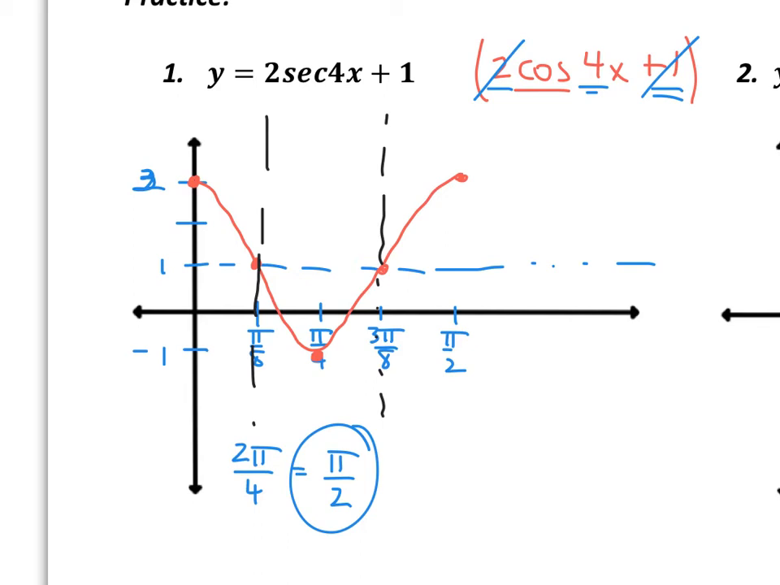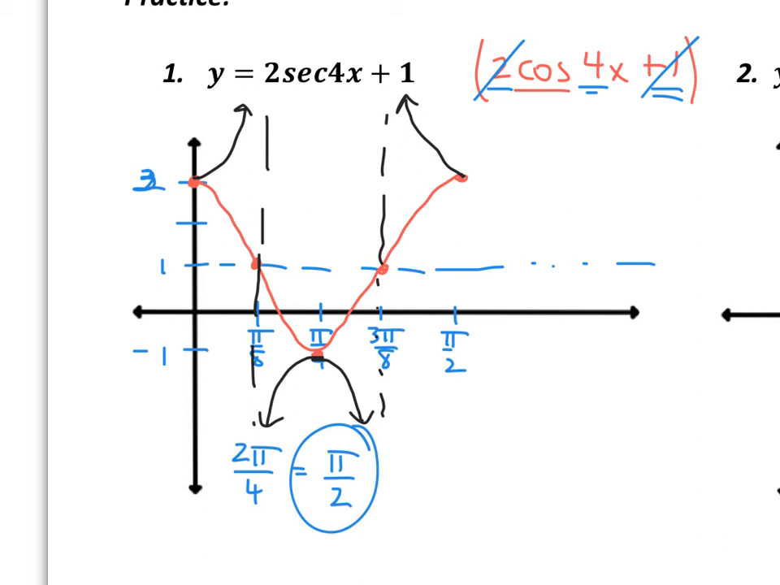And so now my curve starts at the y-axis and goes up to the right. Between the two asymptotes that I graphed, I have a little parabola, and then I have a half parabola between 3 pi over 8 and pi over 2. Okay? Did we need to graph the red line? No. Okay, but that's up to you.